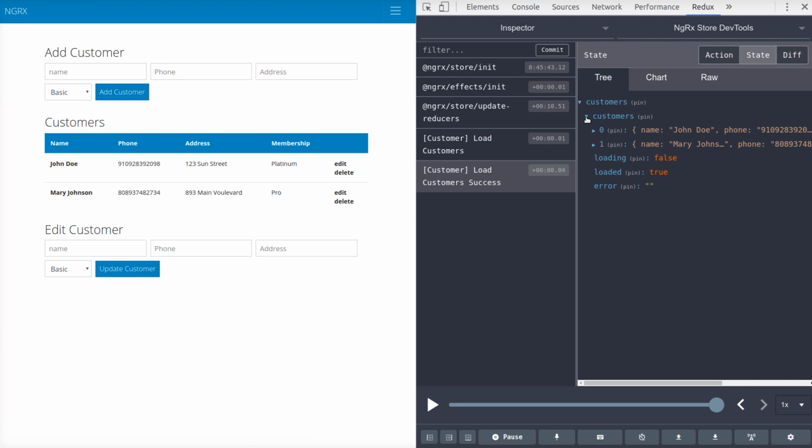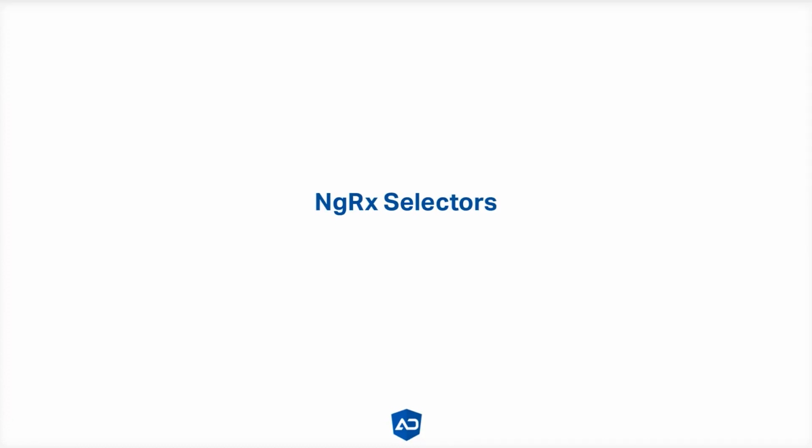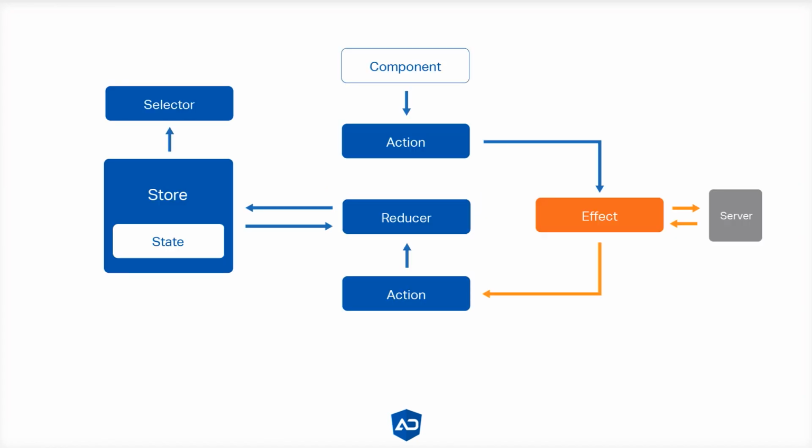In this example, we are subscribing to the state directly from our component, but as our application grows, it becomes more complex to get what we want from the store. So instead of this approach, we are going to use selectors. Selectors are functions that subscribe to slices of the state and communicate the changes to the components. So anytime the state is updated, the components that are subscribed to the selector will be notified.